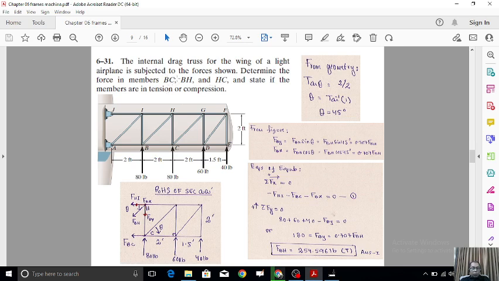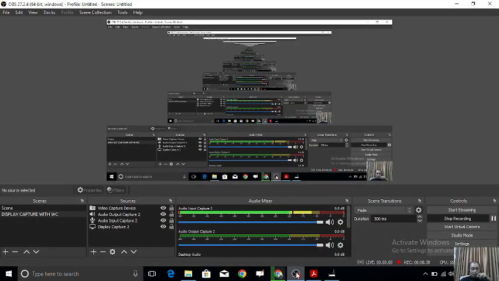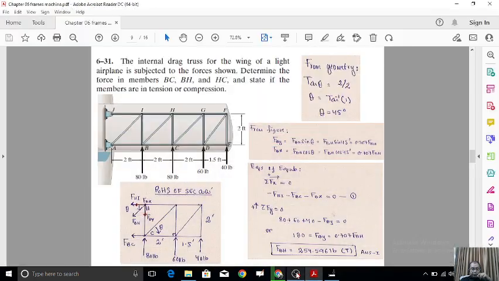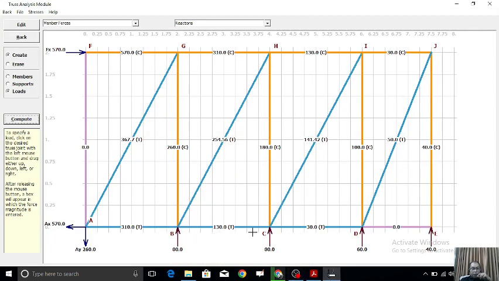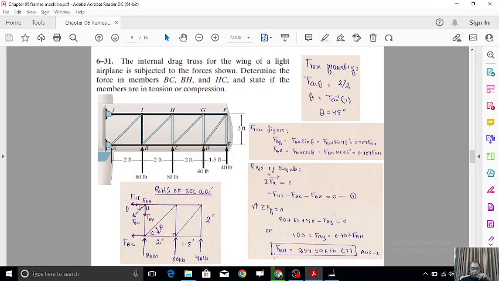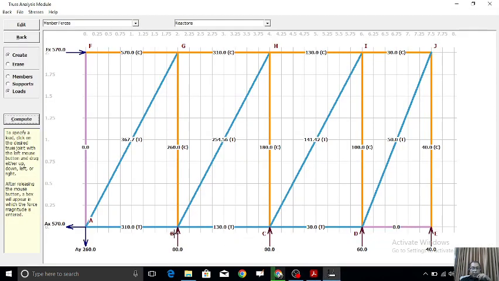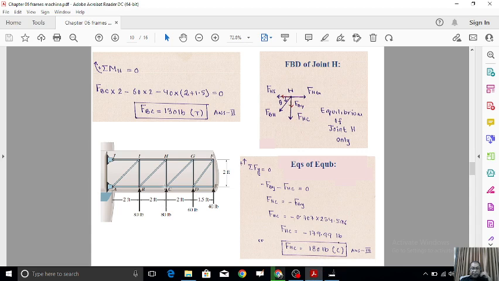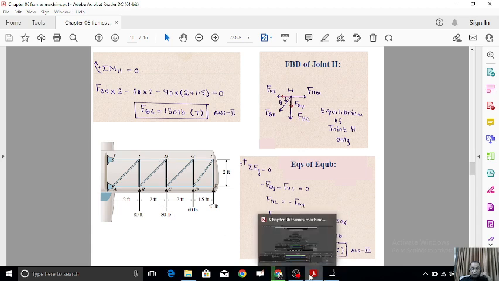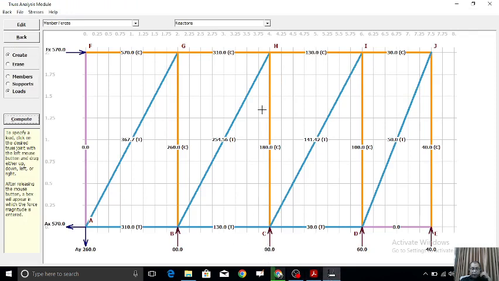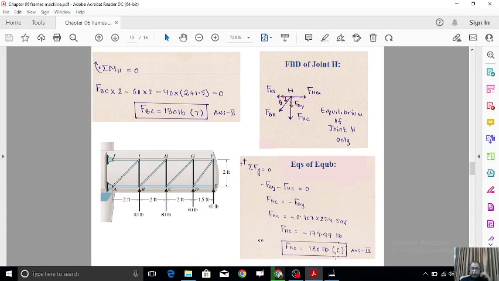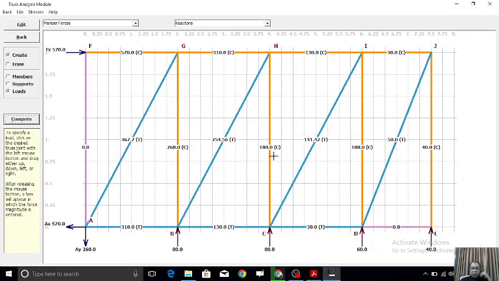BC is coming as 130 pounds. If you look at it, BC is 130 pounds tensile. And what about HC? This is HC. HC is 180 pounds. If you look at it, HC is 180 pounds compressive, and again you can see 180 pounds compressive, that is done.